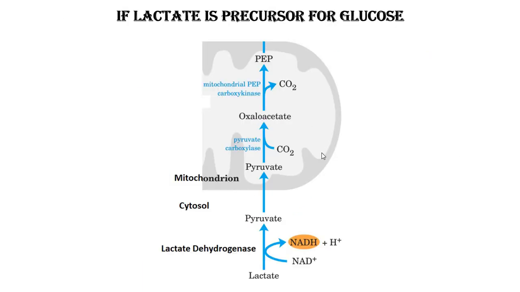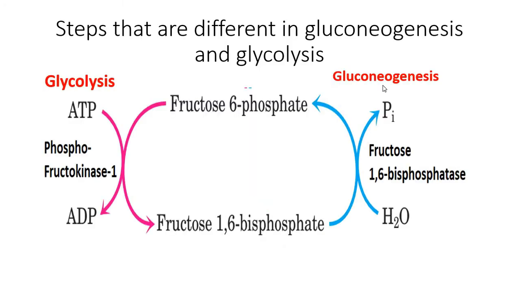Sometimes not the pyruvate but the lactate can also act as a precursor for glucose. Lactate converts to pyruvate by the enzyme lactate dehydrogenase, and then this pyruvate enters the mitochondrial matrix. As we have discussed earlier, pyruvate carboxylase incorporates the carbon dioxide to make oxaloacetate, and then phosphoenol pyruvate carboxykinase releases the carbon dioxide, making the phosphoenol pyruvate, and it goes out of the mitochondria to carry out the rest of the steps of gluconeogenesis.